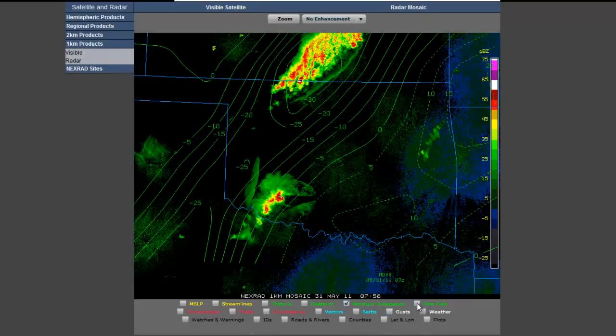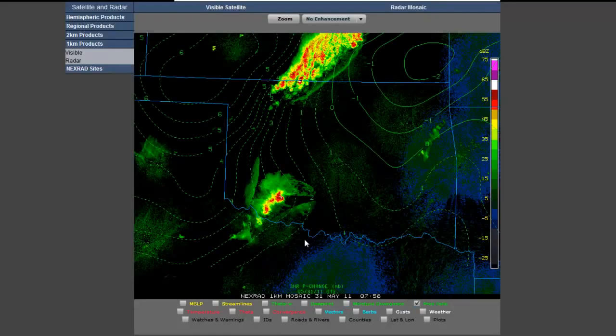The other thing we can look at is the pressure. Let's take that off and put the pressure on. Notice all the pressure is going up. It takes low pressure to produce storm, yet all this pressure is going up. It's plus 5, plus 4, plus 3, plus 2, plus 3, plus 2, plus 3. The pressure is increasing, and yet storms are developing.